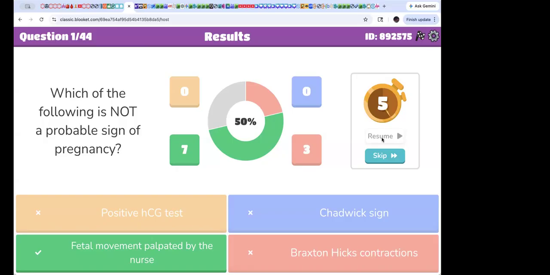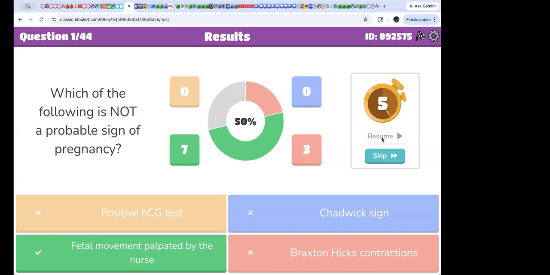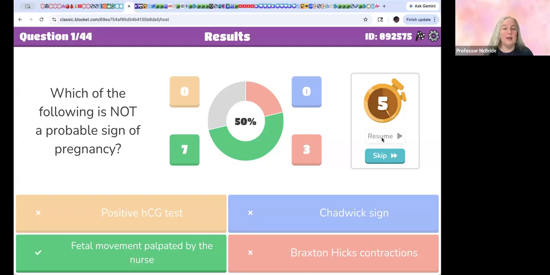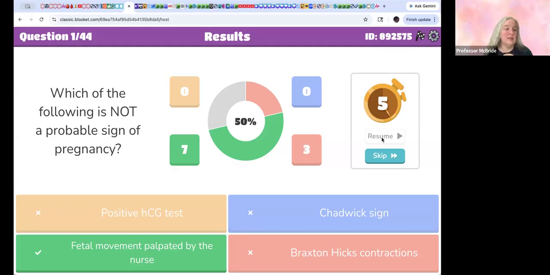What was the question? So on this question, it said which of the following is not a probable sign. So it was telling you that 3 of them are probable signs. And so red, the Braxton Hicks contractions, was a probable sign. How do I know it's probable and not positive? Because you can observe for it. It's objective, right? I could assess it. I could put my hands on. But how do I know it's not a positive sign?